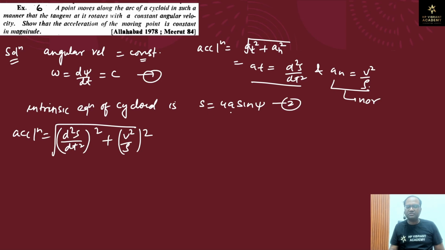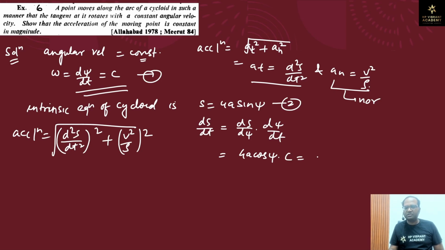Here we have s is equal to 4a sin psi. So ds upon dt we can write as ds upon d psi into d psi upon dt. And d psi upon dt is c. So this is equal to ds upon d psi, which is 4a cos psi, into c. So this is 4ac cos psi. This is ds upon dt.